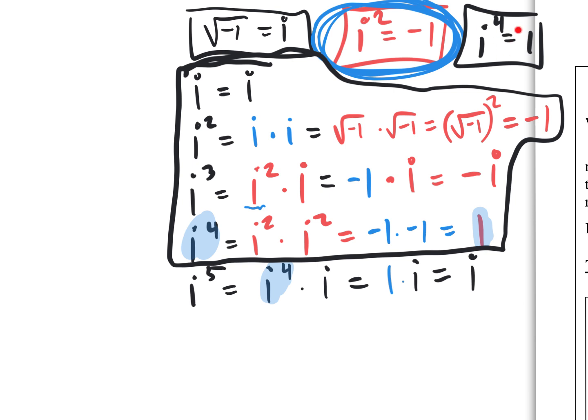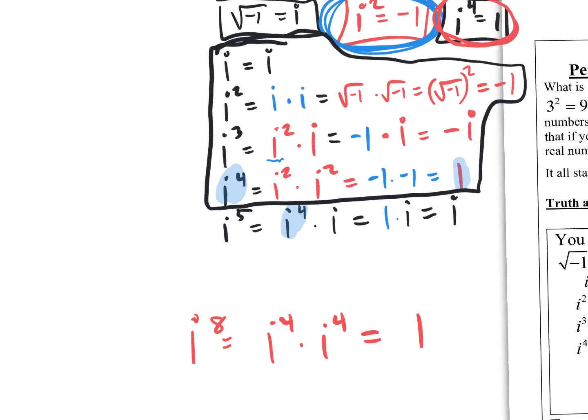Now, this is really important. i to the fourth is 1, because any power that's divisible by 4, check this out. If I said, what is i to the eighth? Well, I could rewrite that as i to the fourth times i to the fourth. But we know that i to the fourth is really 1. So that's really 1 times 1, which is 1.